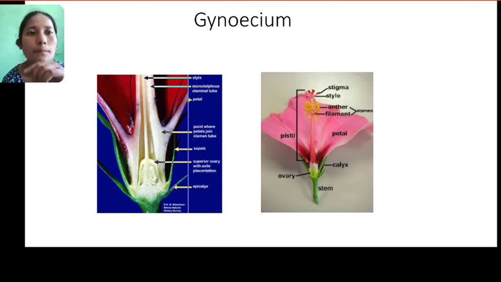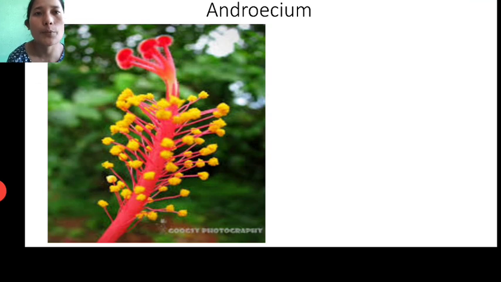Now overall it is also known as pistil. Stigma, style, ovary and ovule, overall it is also known as pistil. Now next, moving on to the male reproductive part.